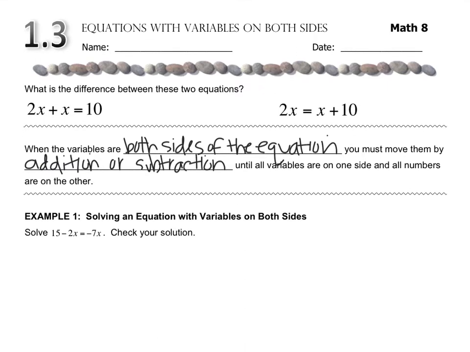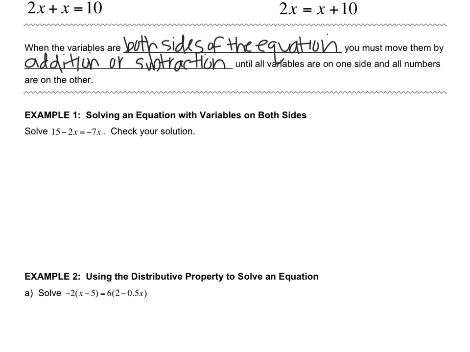Number 1. We have 15 minus 2x equals negative 7x. So what you do is you look, and before you do any sort of inverses, you look and see what the equation has that you need to deal with. So I have a variable on the left and I also have a variable on the right. So I can't just easily combine them like I did in the last lesson because they're on different sides.